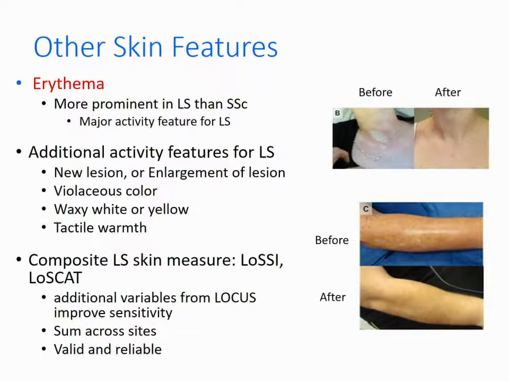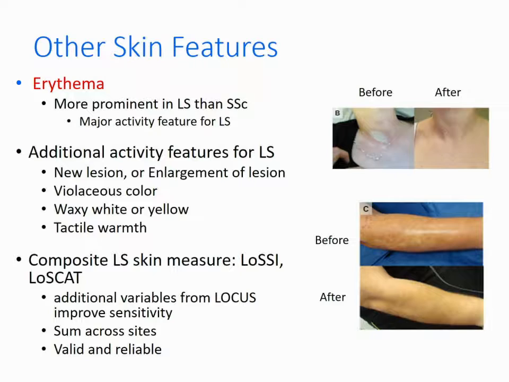Other skin features that we want to check: erythema, so red color that you can see here around this whitish area. This is more prominent in localized, but early in systemic, we do have erythema too. It's a major activity feature we found for localized, so it's weighted very highly by physicians. And you can see with this patient with treatment, that redness went away. Additional activity features for scoring are if it's a new lesion or enlargement, if it's got violaceous color, if it's white, waxy, or yellow, which are these areas here, which will have some thickening too. This kind of thickening is easier to tell is an early active sign, and if the lesion is warm.